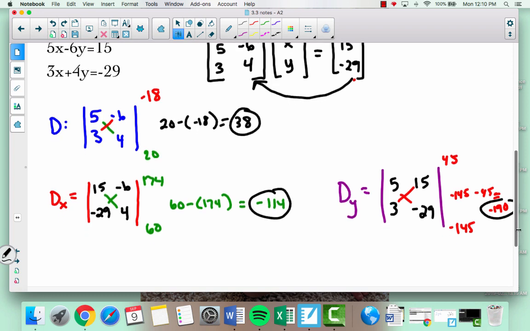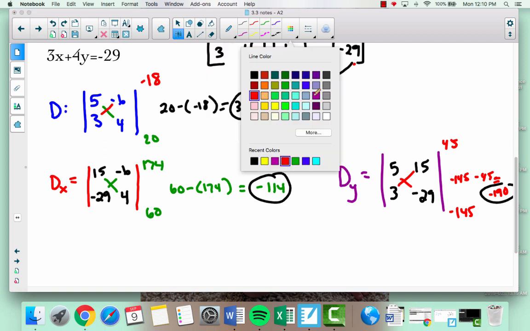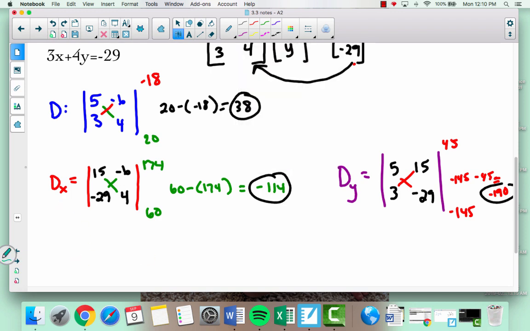So now the last part of Cramer's rule is to get your x value. So to get the x, what we're going to do is take the d of x divided by the original determinant. So in this case, that would be the negative 114 divided by 38. And if we do that, we get negative 3. So that means the x is negative 3.